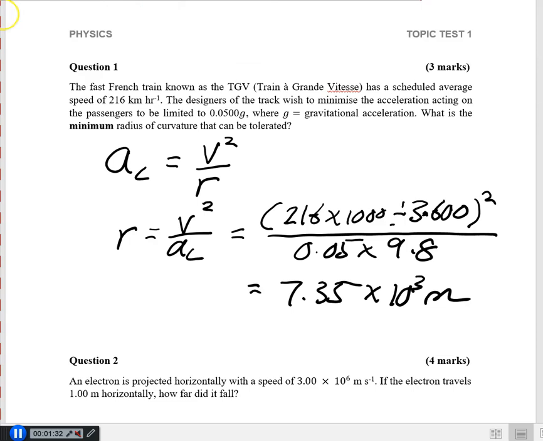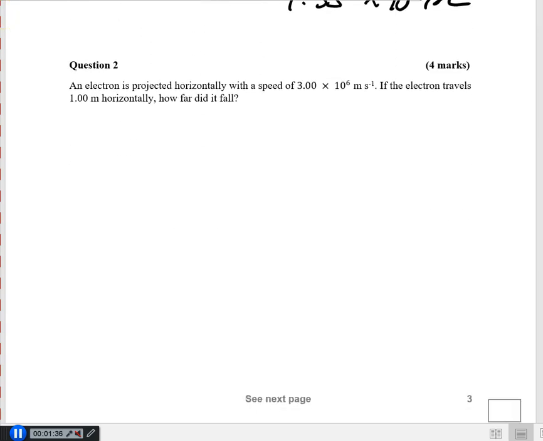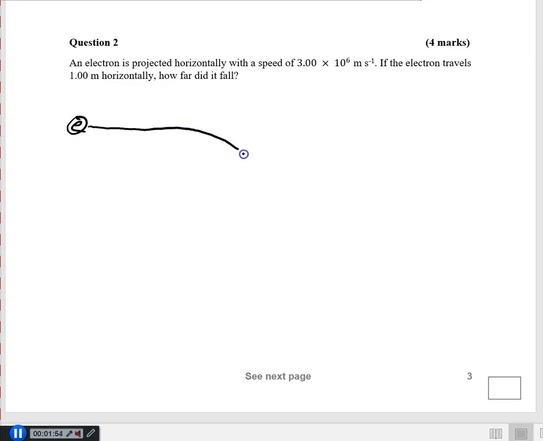So I move on to the next question. The next question states that an electron is projected horizontally with a speed of 3 times 10 to the power 6 meter per second. If the electron traveled 1 meter horizontally, how far did it fall? So recognize this is a projectile motion. You have an electron projected horizontally, but we do know that it will go down because you have a force of gravity. So the question says, if it travels 1 meter horizontally, how much will it fall?